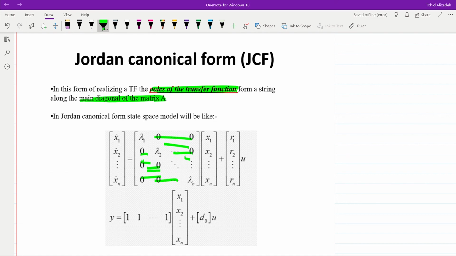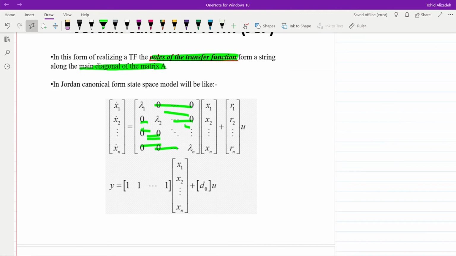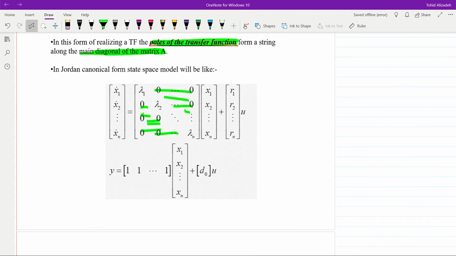In this case, we are going to consider only when we have distinct poles. We don't have multiple poles for the transfer function or complex conjugate poles. So this will be the simplest case indeed, but you can also consider the more complicated cases if you wish.